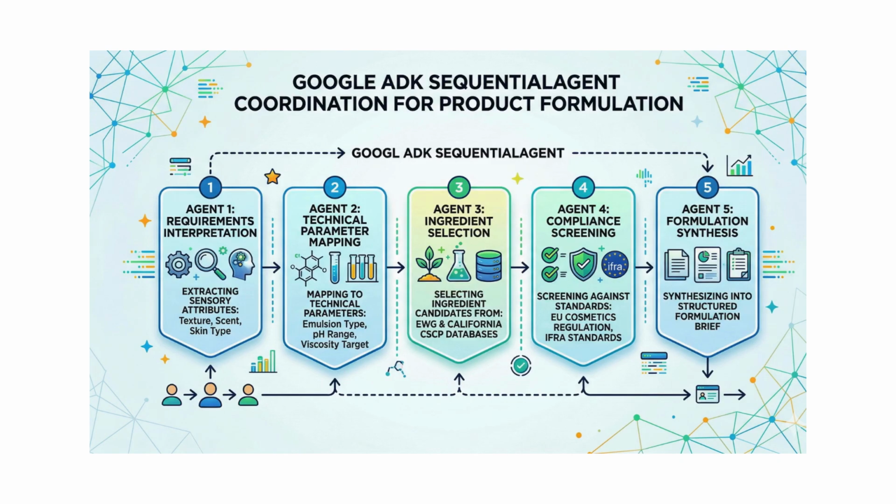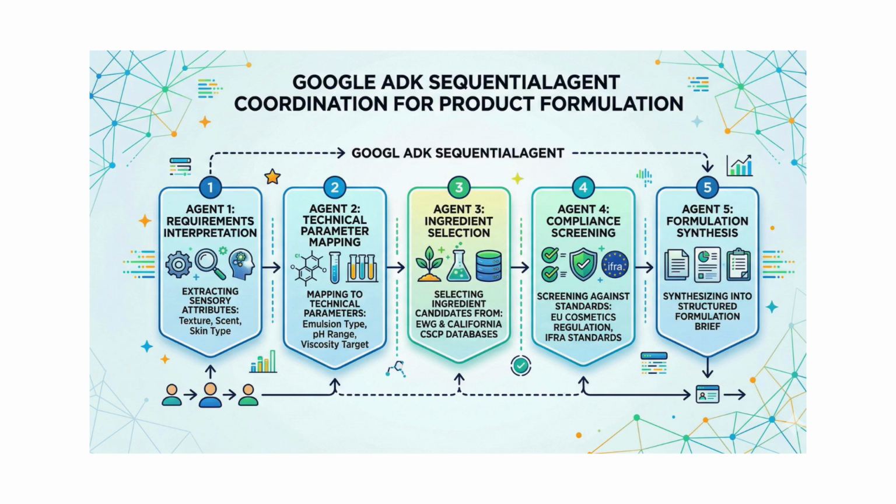Behind the scenes, Google's ADK sequential agent is coordinating all 5 agents in order. Agent 1 is interpreting the requirement, extracting sensory attributes like texture, scent, and skin type. Agent 2 maps those to technical parameters: emulsion type, pH range, viscosity target.